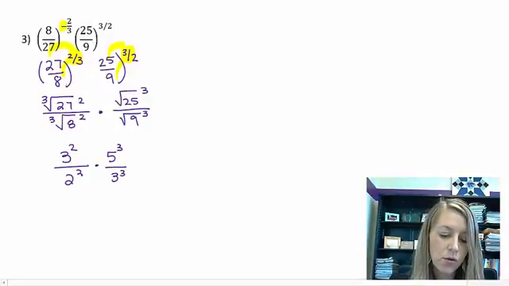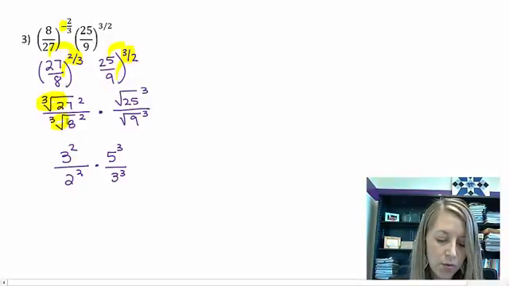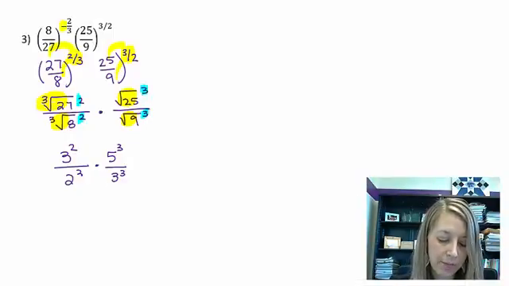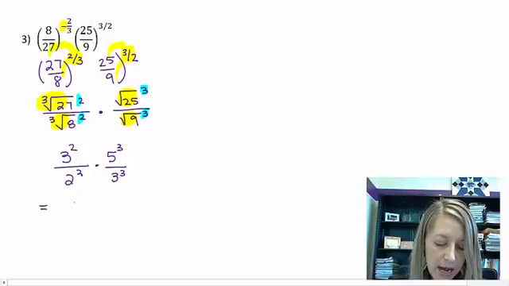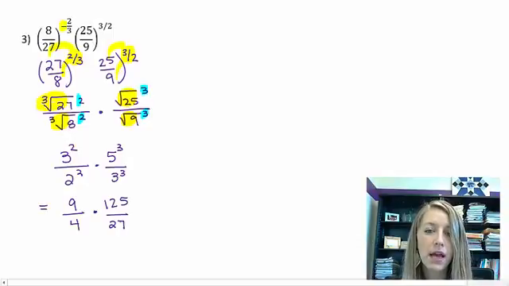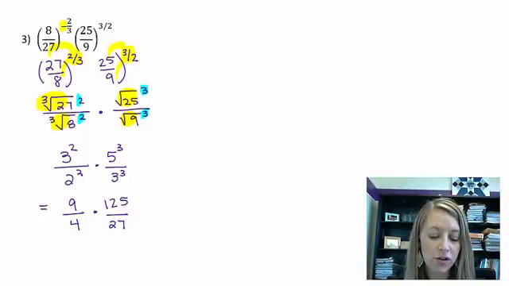Square root of 25 is 5 to the third over, and the square root of 9 is 3 to the third. So notice in that step I took all of the roots, but I did not simplify any of the exponents yet. And that's what I'm going to be doing in this step. So 3 squared is 9 over 2 squared is 4 times 5 to the third is 125 over 3 to the third is 27. Now I know as fractions I can multiply these straight across, but if I can reduce, I should always do so first.